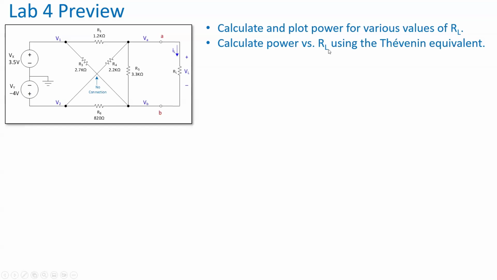You're going to calculate the power versus RL, not IL, RL. You're going to calculate the power using the Thevenin equivalent. So you've determined the Thevenin equivalent, and then you're going to calculate using that Thevenin equivalent, well, what if I connect different values of RL? I get a power. You're going to plot power versus those RL values.